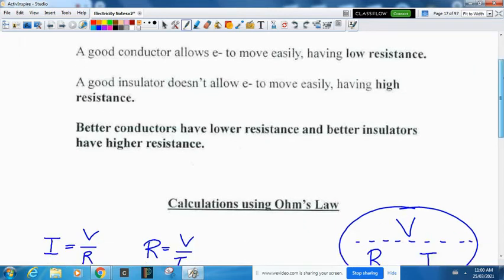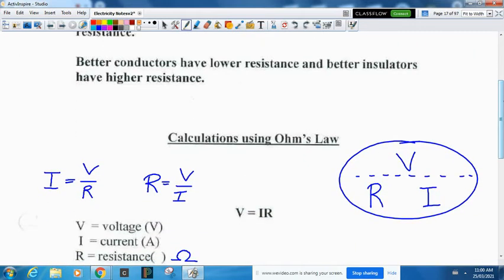And so here's where we get into using your algebra. And so calculations using Ohm's law. So here is Ohm's law. It's here, let's see if I can point to it. That is Ohm's law. Voltage is equal to current times resistance. So V is for volts, I is current measured in amps, R is resistance measured in ohms.